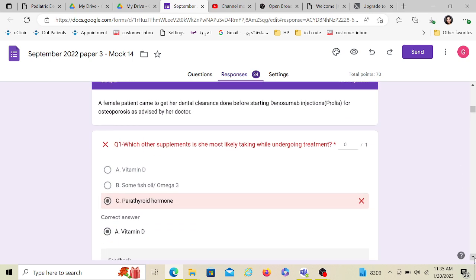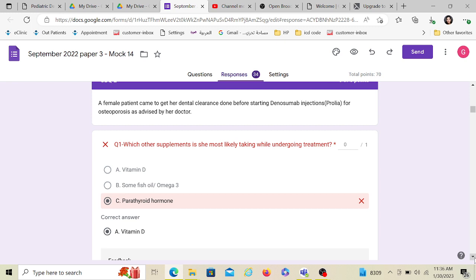Second question. A female patient came to get her dental clearance done before starting denosumab. What is denosumab, guys? Denosumab is given for osteoporosis. It's also called Prolia. And if anything happens with it, it falls under the category of medication-related osteonecrosis of the jaw. It is not a bisphosphonate, remember that. MRONJ is divided into BRONJ and denosumab-related. Understood?